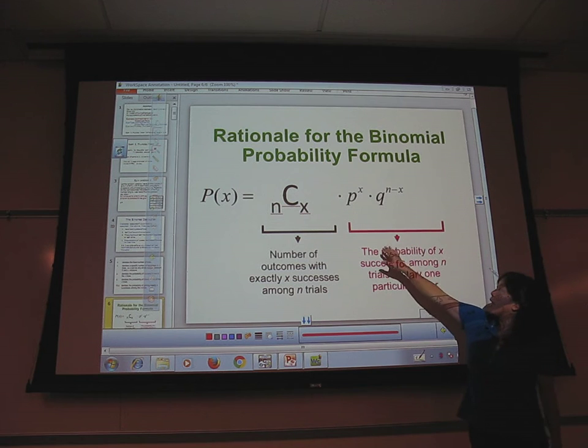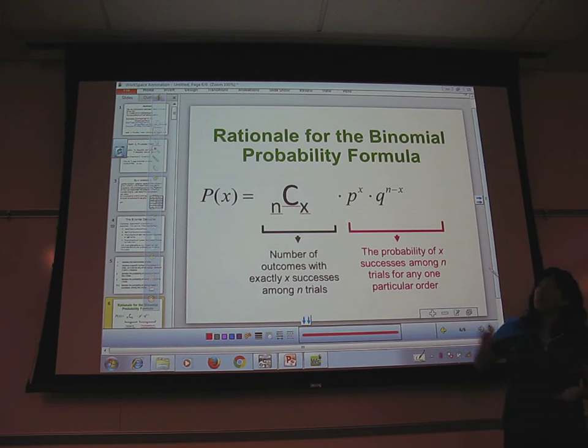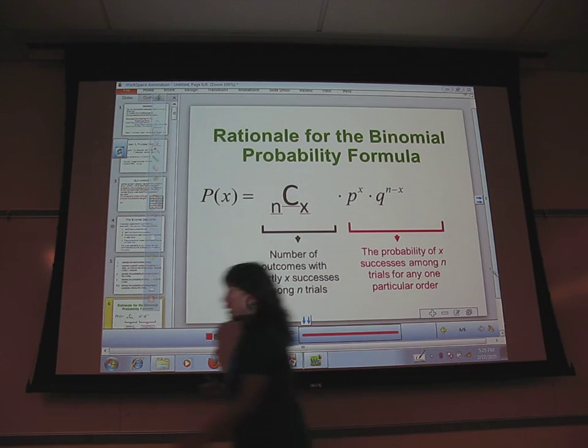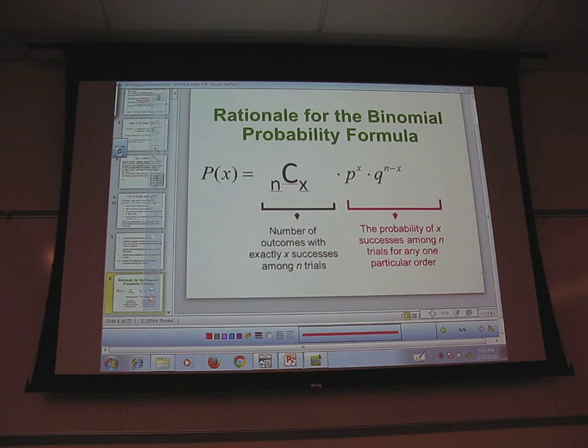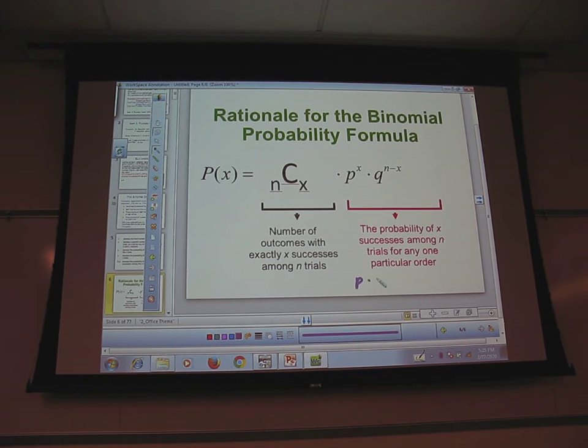And then multiplying by the probability of getting a success, multiplied by itself x times, and then multiplied by the probability of getting a failure, multiplied by itself the number of times that you're going to have a failure. So, you kind of look at that last part as sort of like, if I have a failure, failure, right? And then the next 3 are successes, or the next 5 are successes.